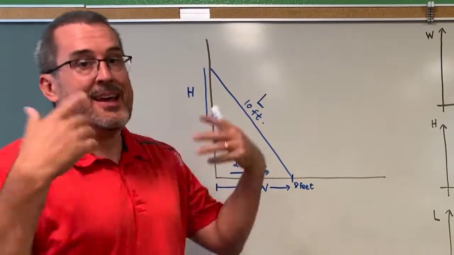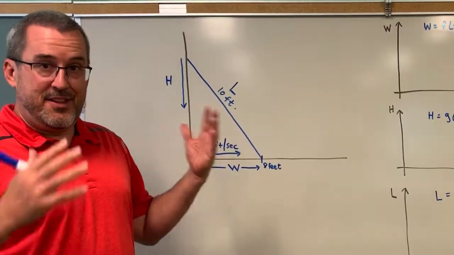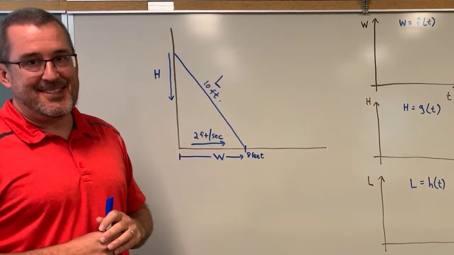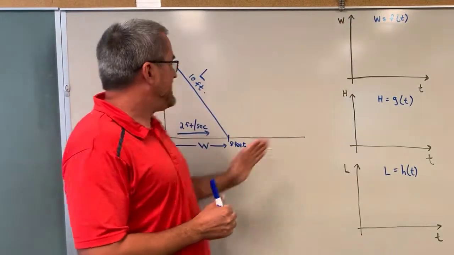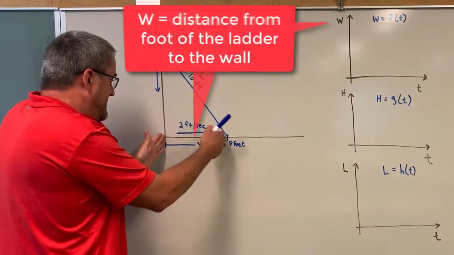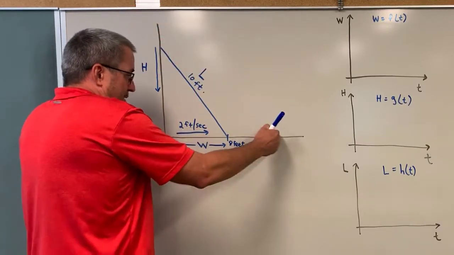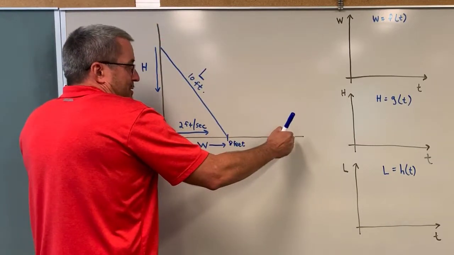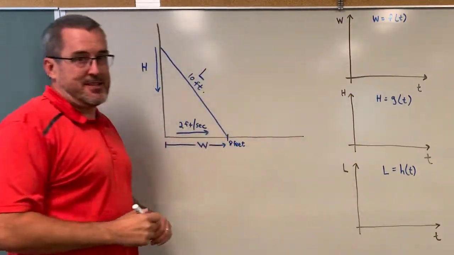Before we actually engage in solving the problem, I want you to be aware of these different changing quantities. The first one I want you to think about is that quantity I'm calling W. W is the distance the foot of the ladder is from the wall. And as that foot of the ladder gets pulled away from the wall, over time, that distance is increasing.